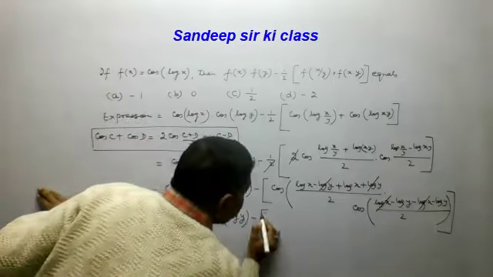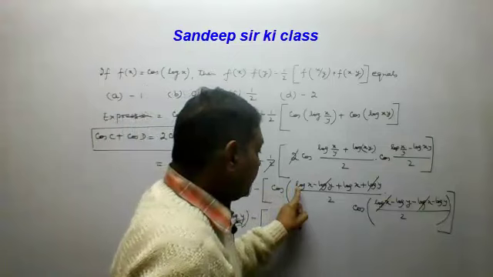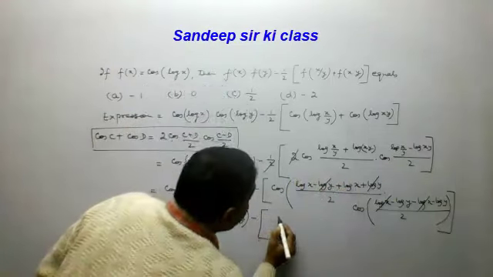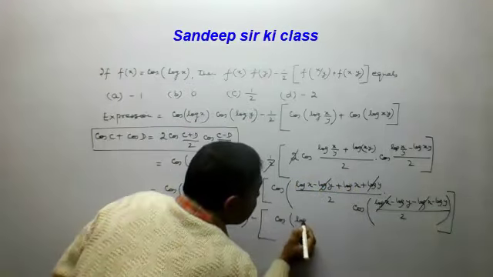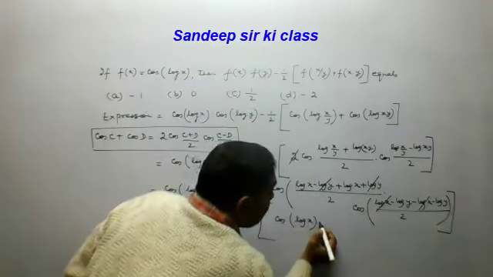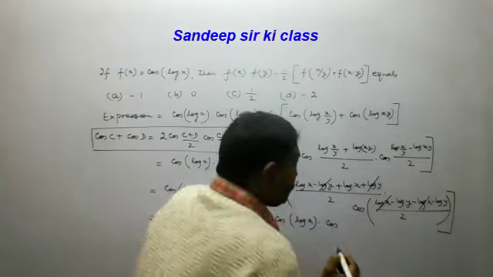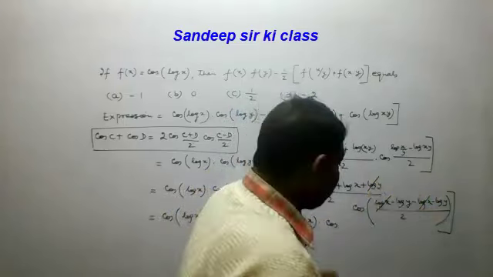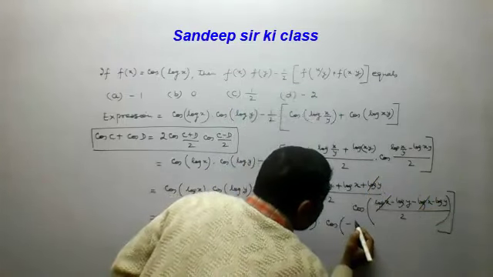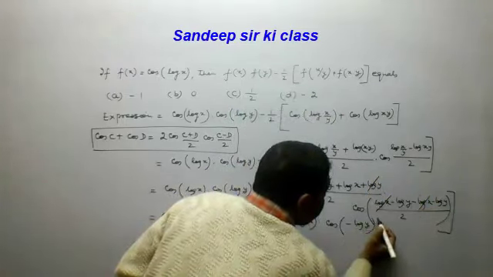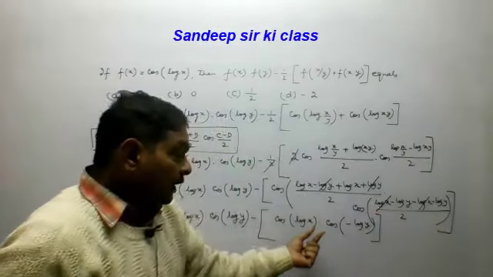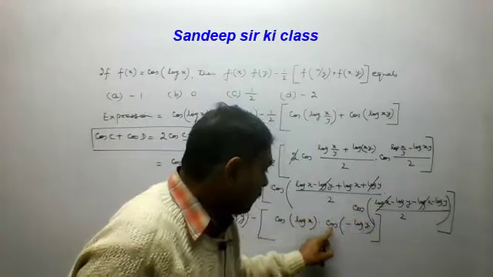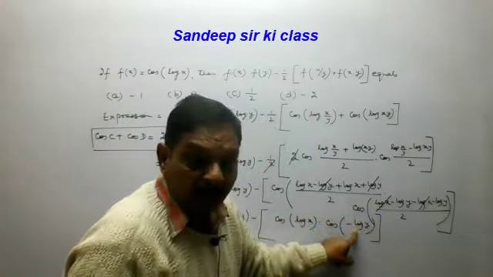minus, here in the numerator 2 log x upon 2, means 2 are cancelled. So it is cos log x into, here it will be cos of minus 2 log y upon 2, and 2 and 2 are cancelled, so it will be minus log y. Now we know that cos of minus theta is cos theta. So this value is cos log y.